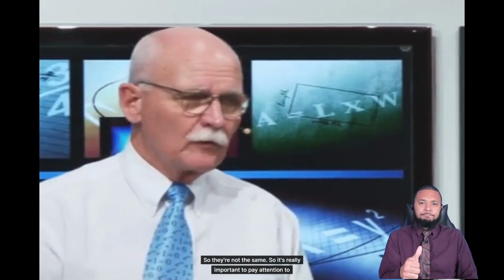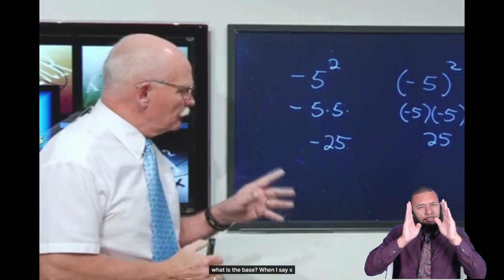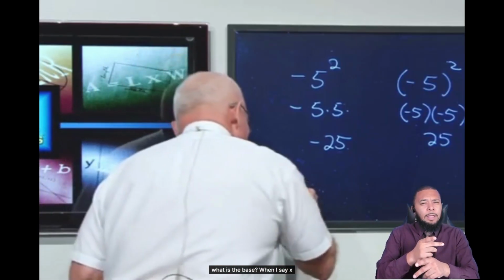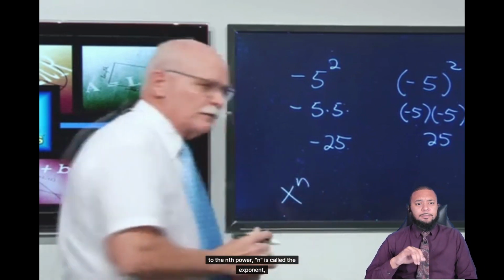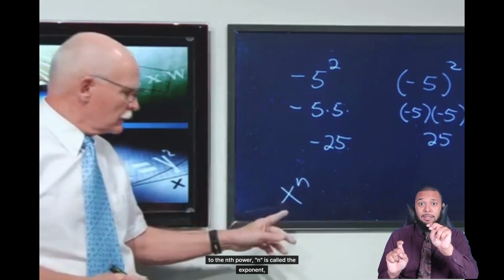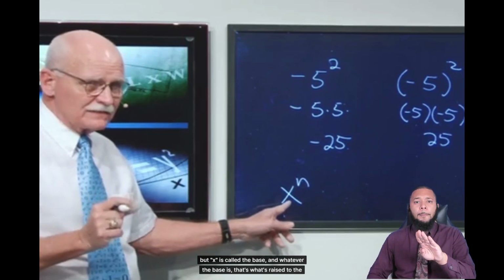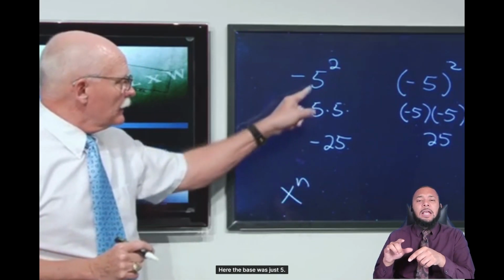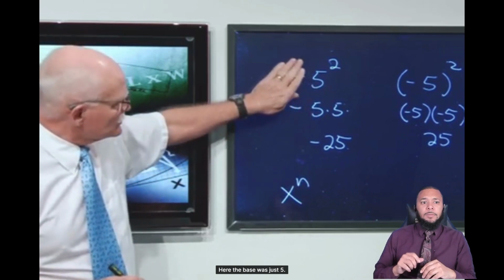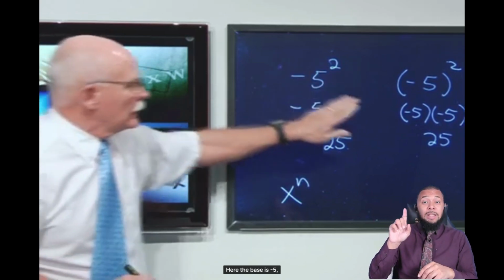So it's really important to pay attention to what is the base. When I say x to the nth power, n is called the exponent, but x is called the base. And whatever the base is, that's what's raised to the nth power. Here, the base was just 5. Here, the base is negative 5, and it makes a difference.